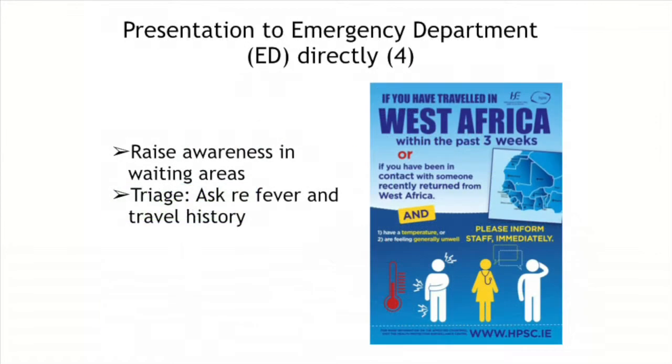The fourth way is presentation to an emergency department directly by a person who didn't have any interaction with healthcare before coming to the emergency department. And how do you deal with preparedness for this? One is raising awareness in the waiting areas, and I think you probably all have the posters that you can put up in the waiting areas. And also, as I'm sure you have in place, triage, asking about fever and travel history, and if that's positive, immediately activating your in-hospital mechanisms.